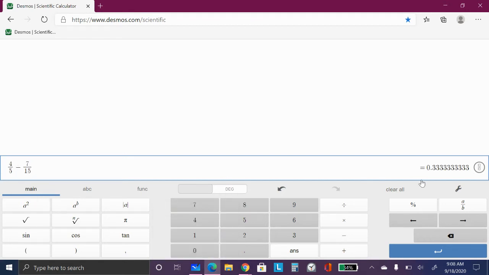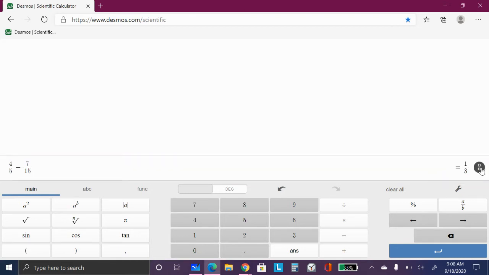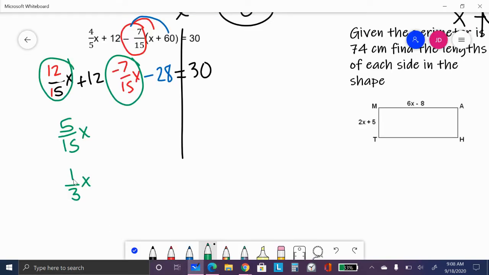4/5 minus 7/15. Well, it's a decimal, right? Ugly decimal. We want to keep it a fraction. You can convert this to a fraction by making it 1/3. And that was our answer all the way down here. So that's a little bit quicker way to do that if you're not good with converting fractions by hand.